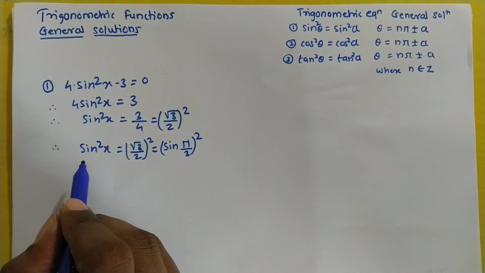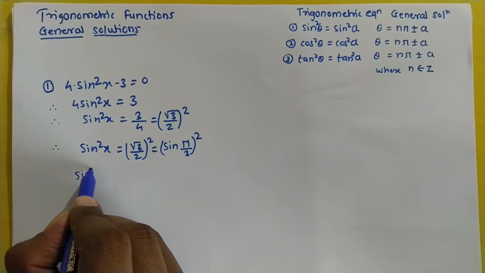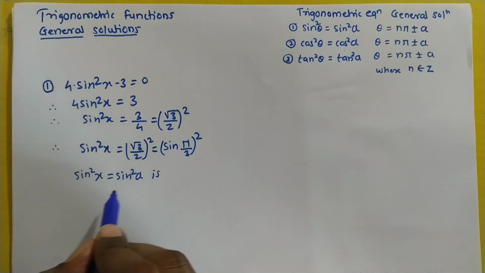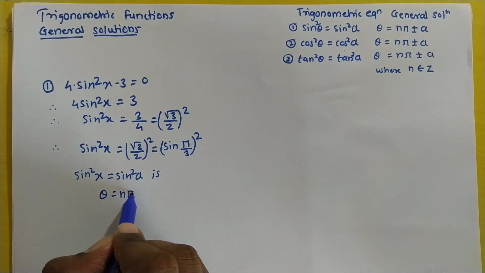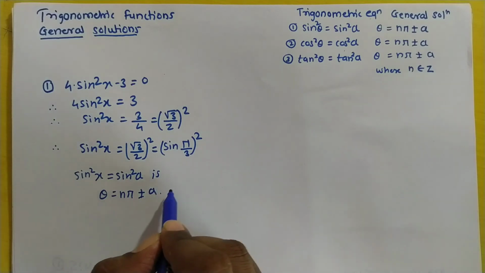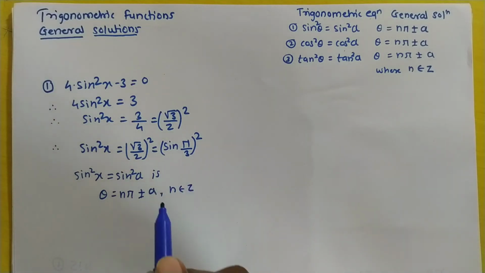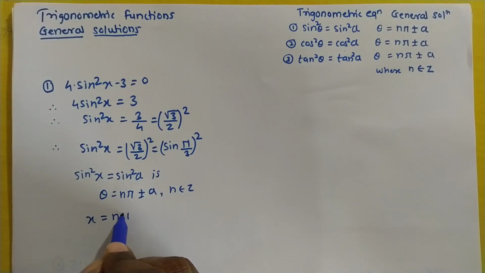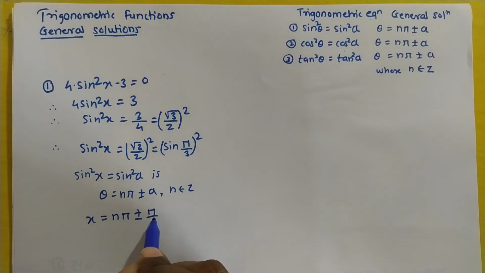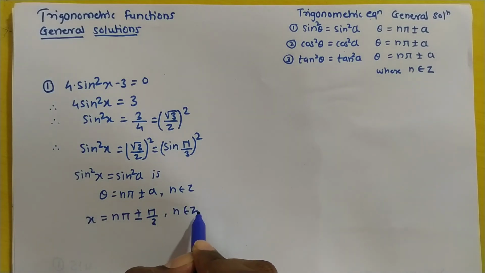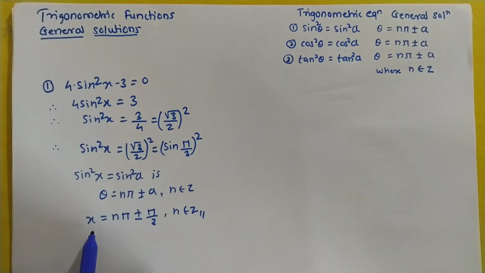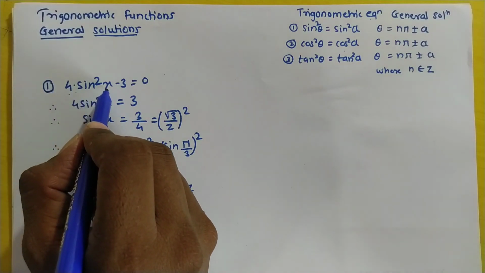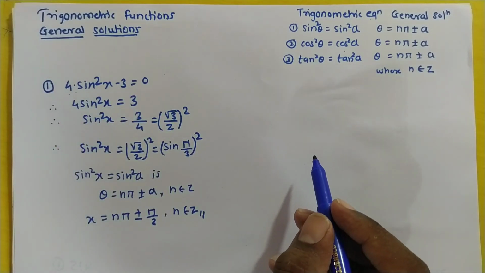So we know the general solution of sin square x equal to sin square alpha is theta equal to n pi plus or minus alpha, where n belongs to the set of integers. Therefore x equal to n pi plus or minus pi by 3, where n belongs to the set of integers. So this is our general solution for the trigonometric equation 4 sin square x minus 3 equal to 0. Now we take the next example.